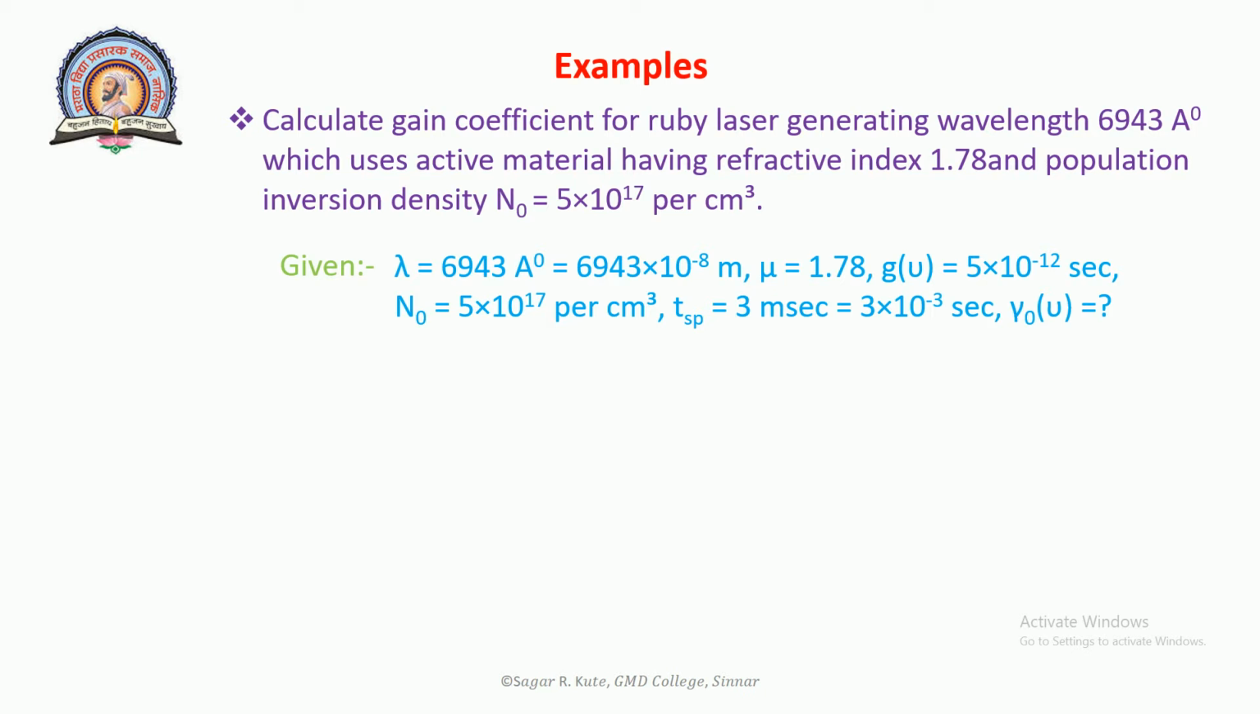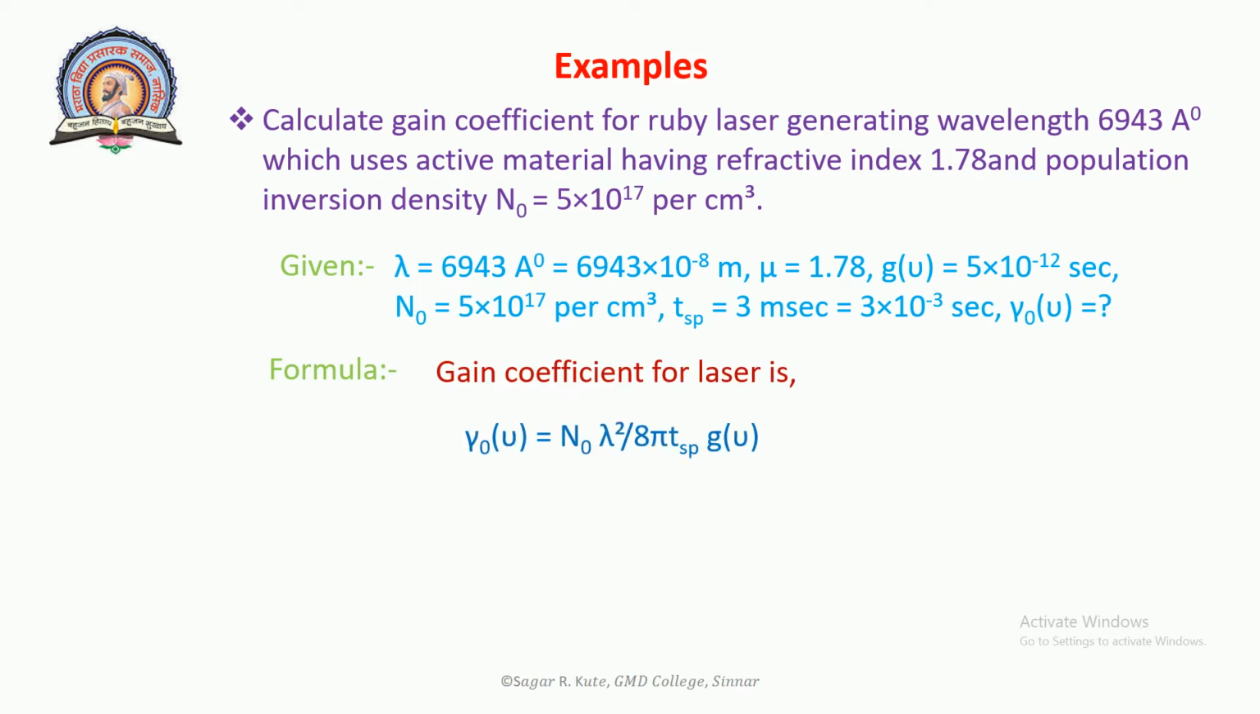G mu is 5 into 10 raised to minus 12 second, N0 is equal to 5 into 10 raised to 17 per centimeter cube, spontaneous lifetime is 3, that is 3 into 10 raised to minus 3 second. Calculate gamma 0 into mu. Formula: gain coefficient for laser is gamma 0 mu is equal to N0 lambda square upon 8 pi into spontaneous lifetime into G mu. Put this value in equation.